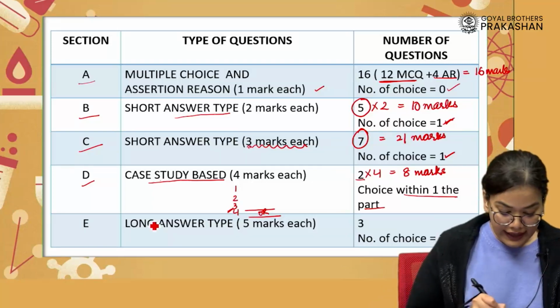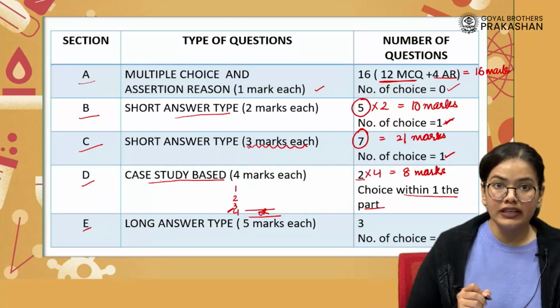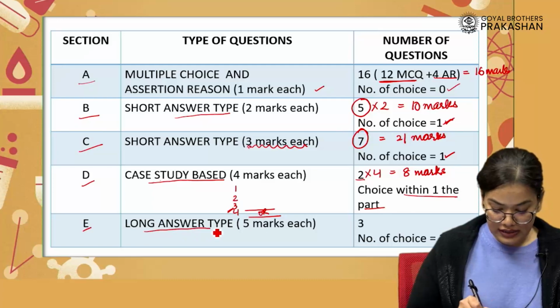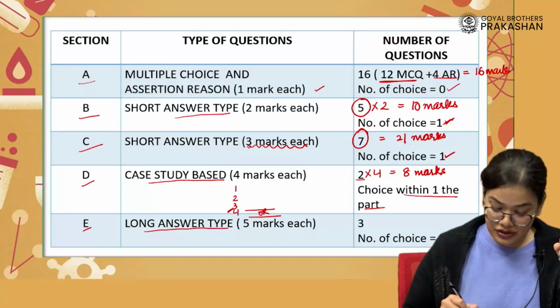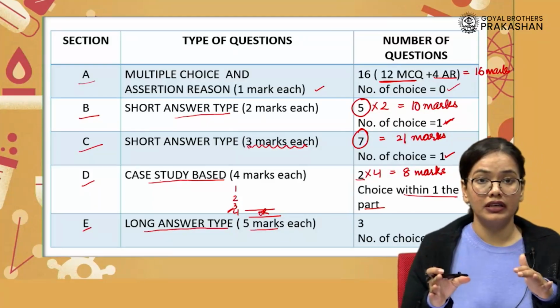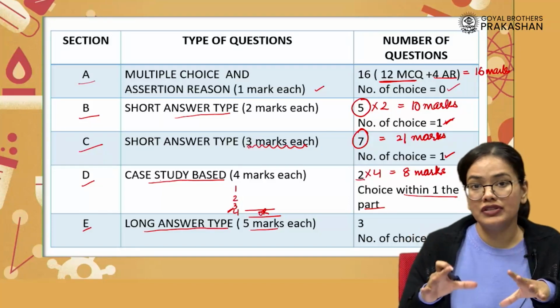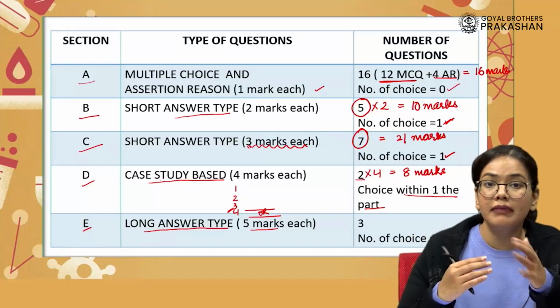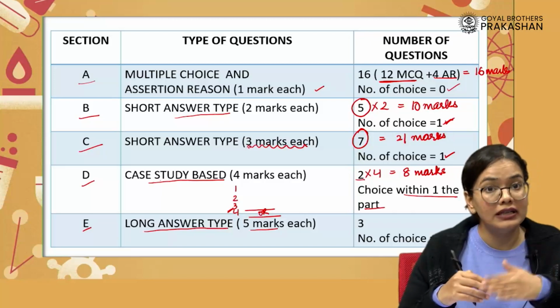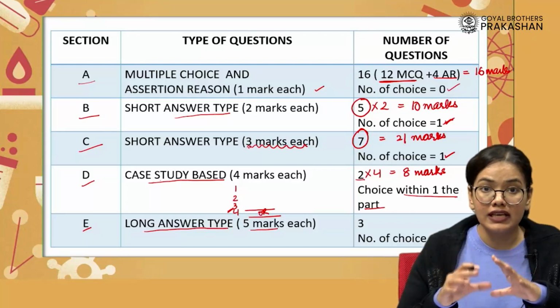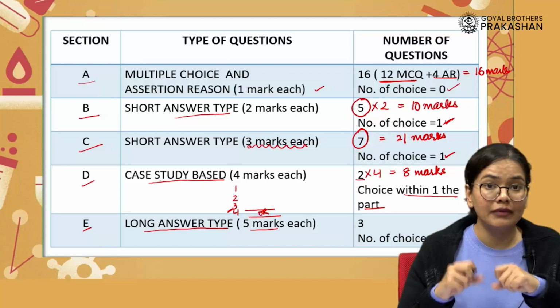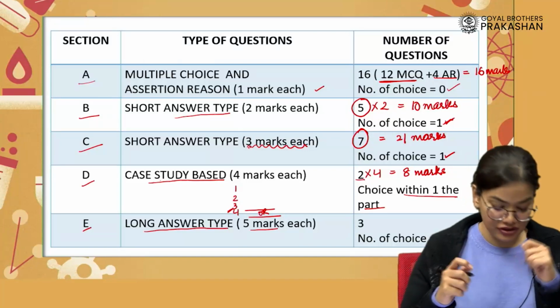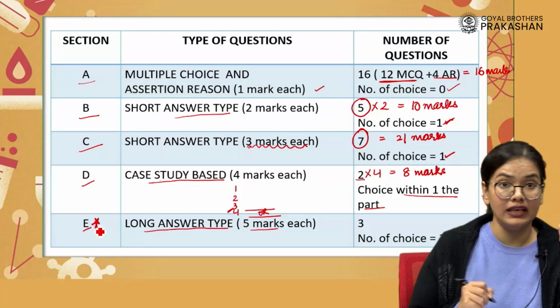Okay. Then section E carries long answer type questions, and each question is for 5 marks. This is very important. This is a very lengthy question. You might be asked a long derivation in this question. One question can be divided into multiple parts, so you need to see, but you need to spend a lot of time in this section, especially section E.